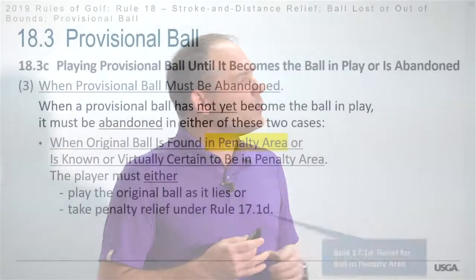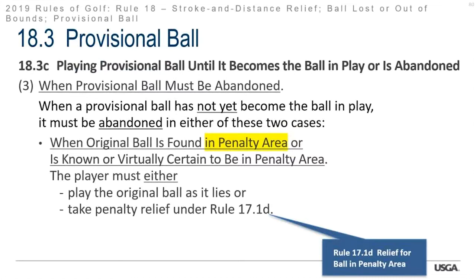Or when the original ball is found in a penalty area, or it is known or virtually certain to be in that penalty area, the player must either play the original ball as it lies or take penalty relief under 17.1d.